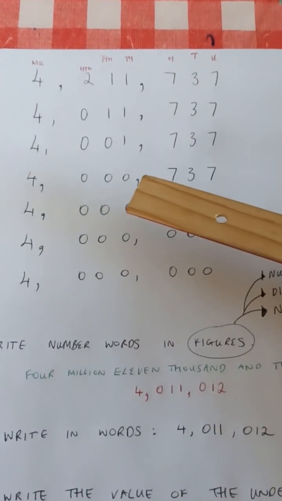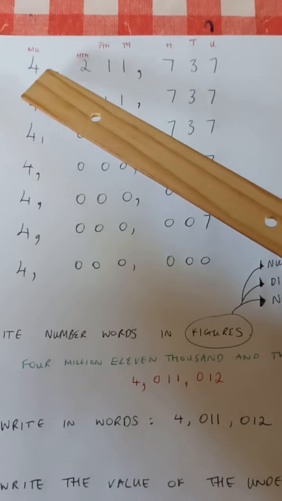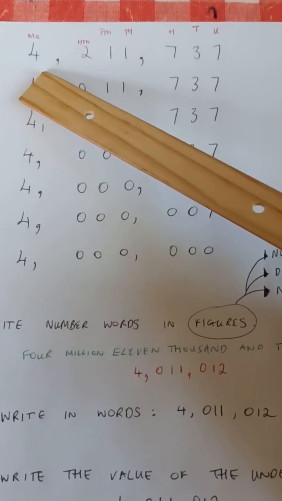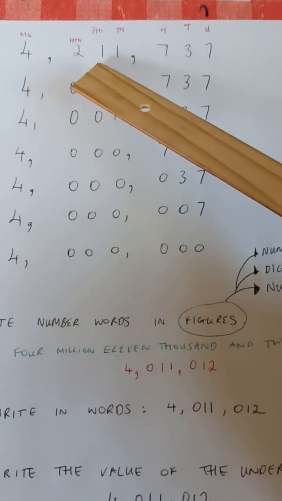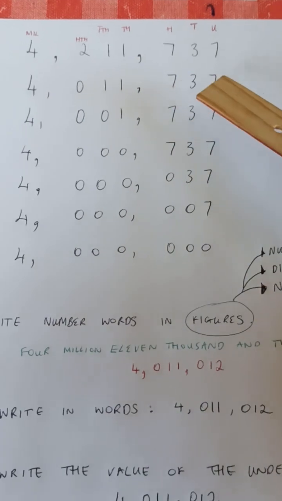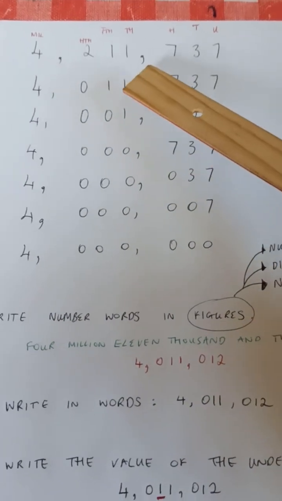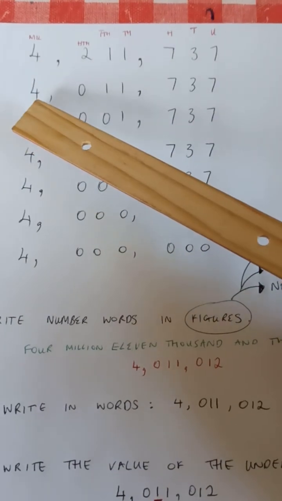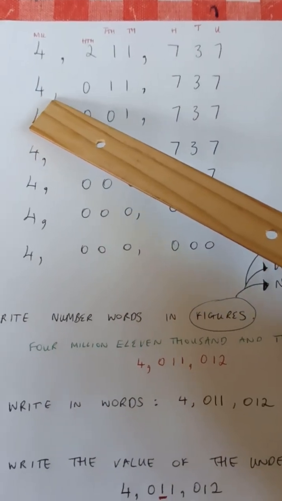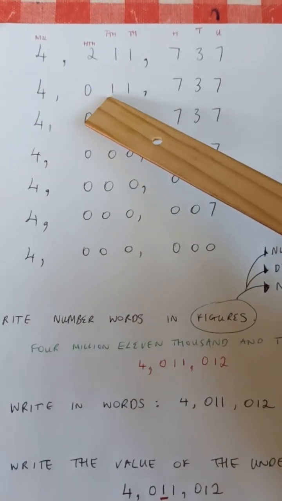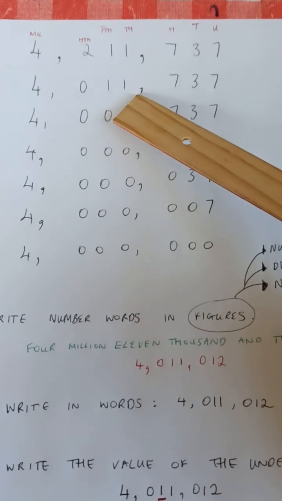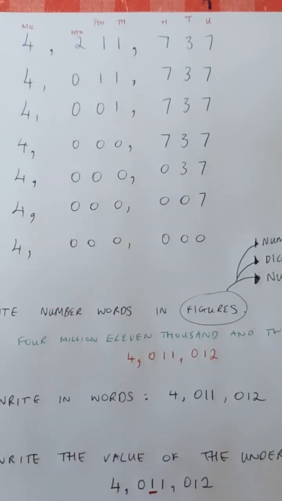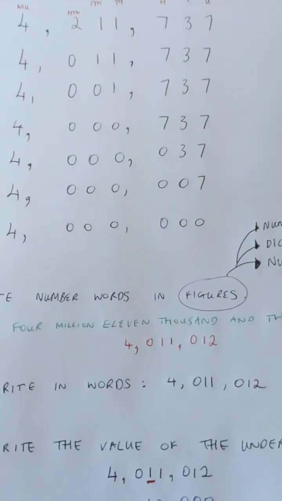Okay. So the way we would say this number is 4,211,737. So you stop after the comma for the thousands. Let's read this number out. 4 million, the comma there again, so you stop. 211,000, you stop again, 737.